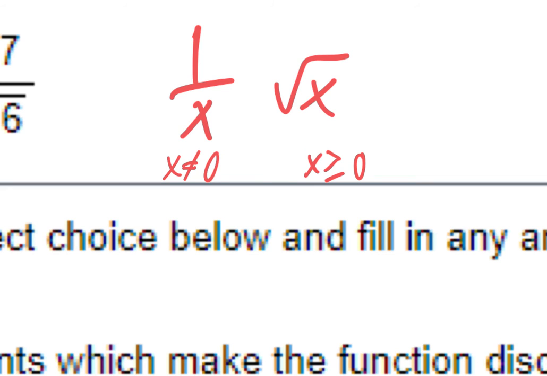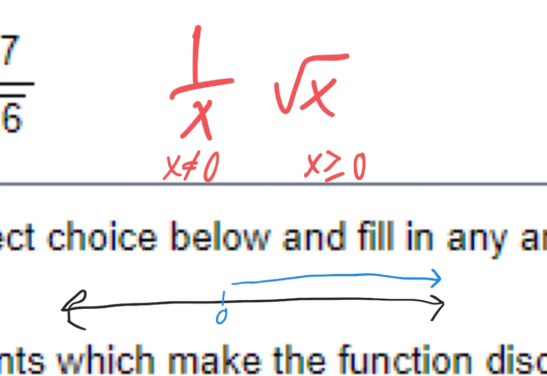So x cannot be 0. If you're looking at the number line, let me make it a different color, x cannot be 0. Here's 0. You could have a graph that way, but it wouldn't include 0, right? But now for the square root of x, if it has to be greater than or equal to 0, you could have a graph greater than 0, and then it could include 0.